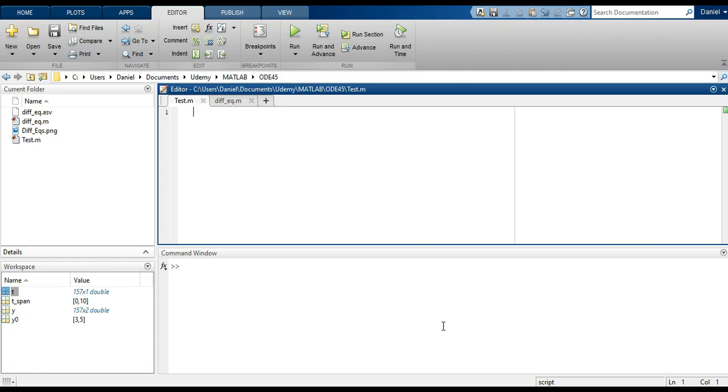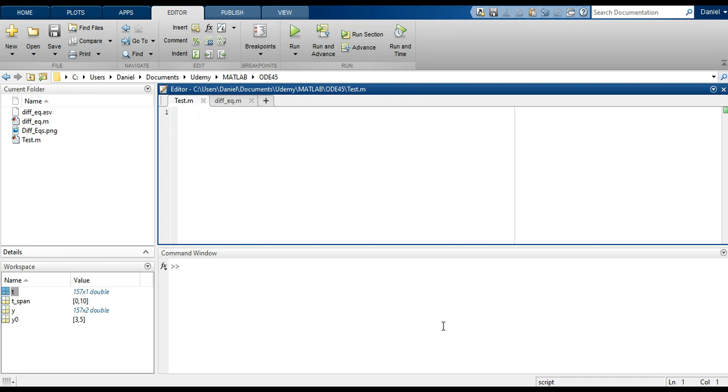In today's MATLAB lecture, we'll be covering ODE45. ODE stands for Ordinary Differential Equation. The 45 is just one of the several ODE solvers that MATLAB has.